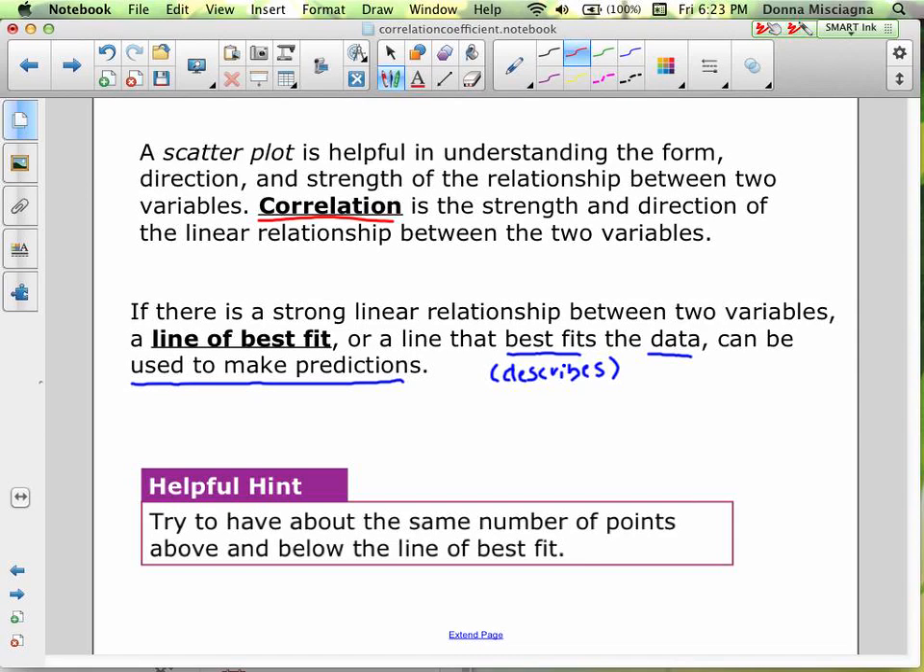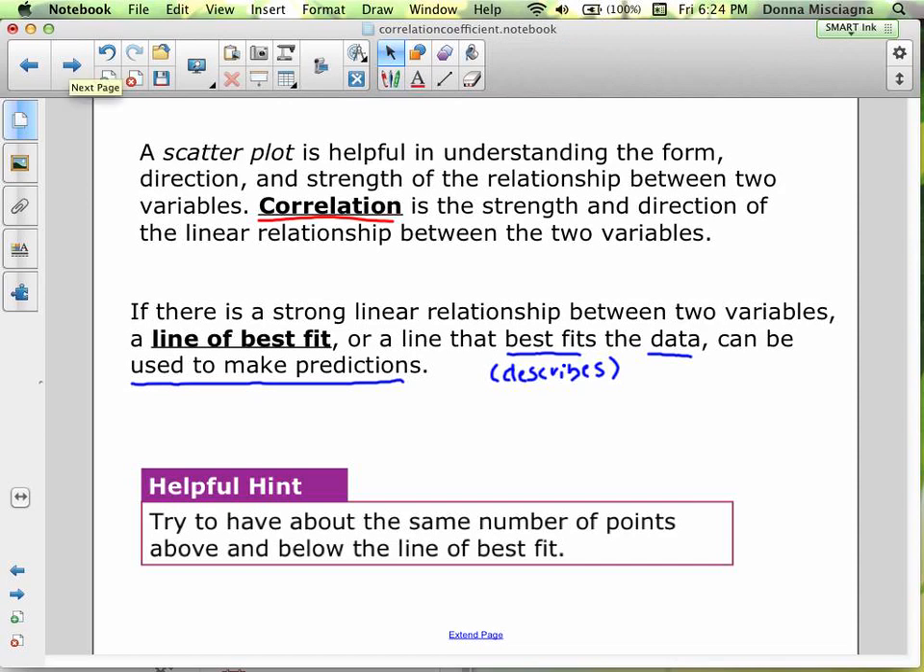All right, and in your notes, I want you to underline the words best fits and put the word describes. So when we say a line that best fits the data, we're talking about a line that best describes the data. And then underline used to make predictions, because that's what we're going to be doing with our lines that best fit those equations. We're going to be making predictions.